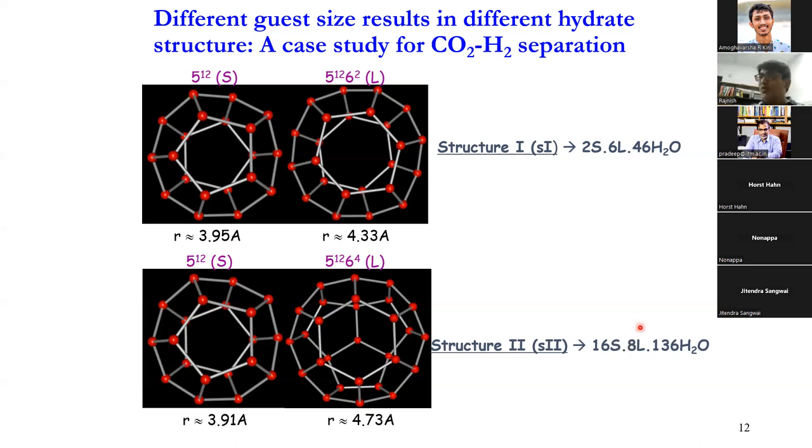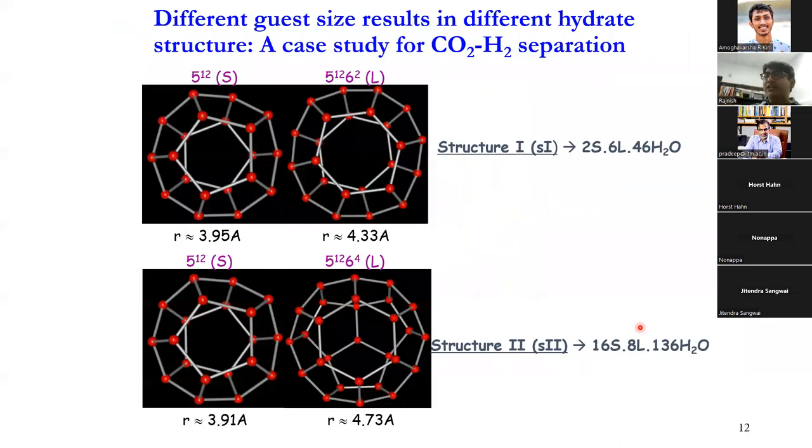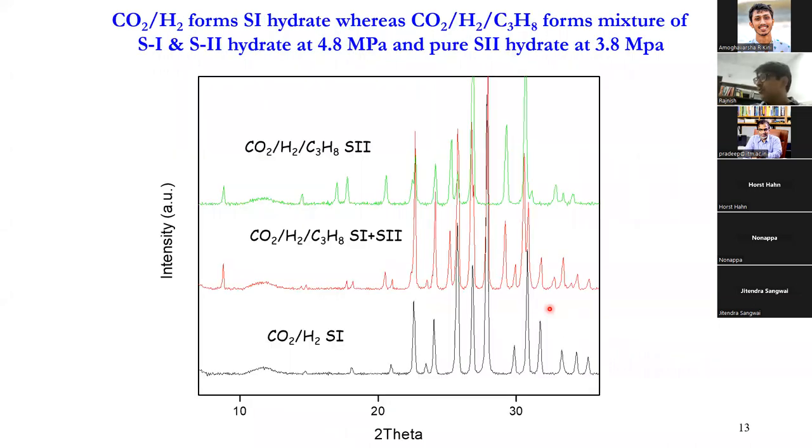So the reason why you should be interested in whether these mixtures are forming a structure 1 or a structure 2 is primarily because of the separation efficiency of the process. Also, because the kinetics of formation of a structure 1 hydrate could be very different from the formation of a structure 2 hydrate. And since my process requires me to form and dissociate hydrate, I need to worry about kinetics of hydrate formation as well as kinetics of hydrate dissociation. Because if these two do not match, then it would be difficult for me to make it a continuous process. So this is the reason why I would like to understand what structure it forms.